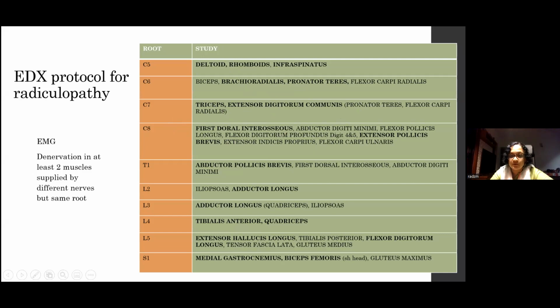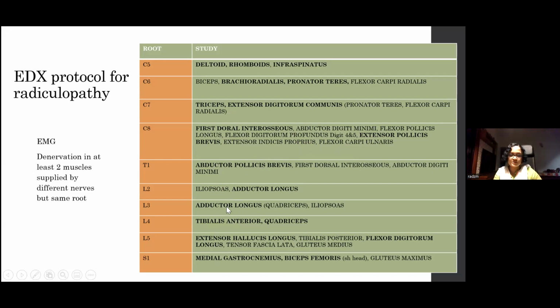You can choose flexor pollicis longus, which is median, or extensor pollicis brevis, which is radial, extensor indicis proprius, which is radial, flexor carpi ulnaris, which is ulnar. So you have different muscles. So it's a good idea to have a few favorites of your own. T1 is almost always abductor pollicis brevis. It's the best muscle for it.